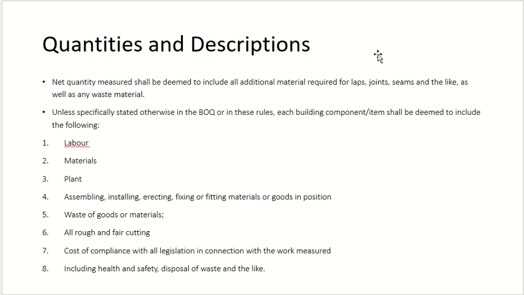These are the normal rules. When you calculate net quantity for anything, it will include all additional material required for laps, joints, seams. For example, you are doing form work. In order to put the form work, you may have to use some screws and nails and joints, and all this is included. If you are doing groundwork, then maybe there is a joint, or if you are doing concrete work, for example, you have poured a beam.